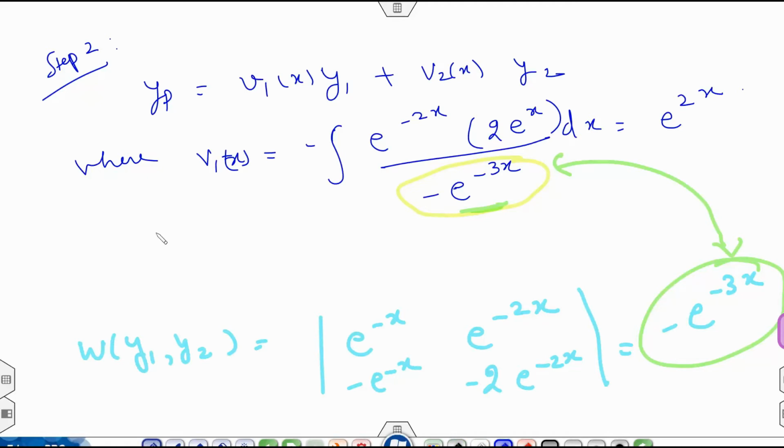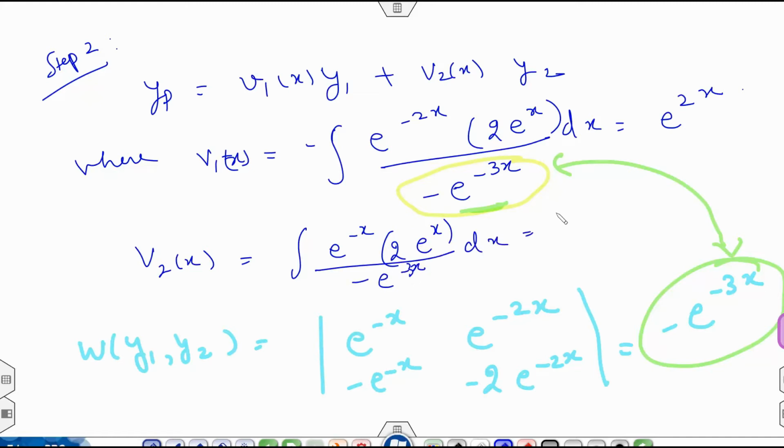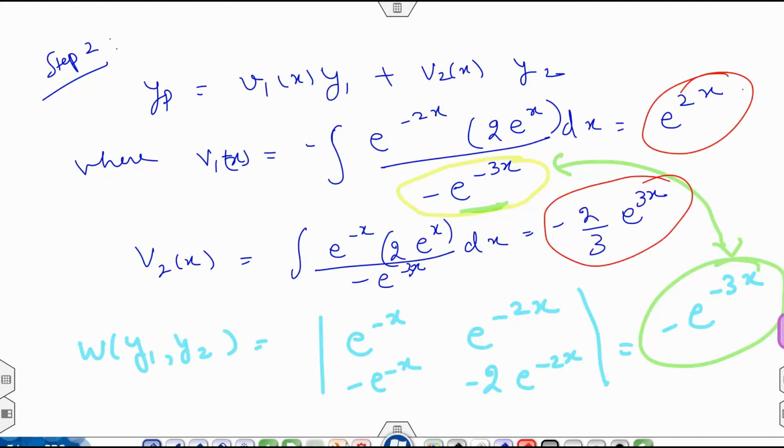Now what will be my v2(x)? This will be the integration of e to the power minus x, which is my y1 into r(x) upon the Wronskian, that is this only. After putting all the values, I am getting the value of the integral as minus 2 by 3 e to the power 3x. So now we can find out the yp.